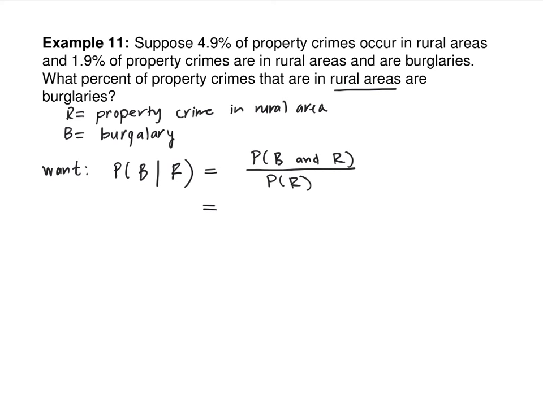And then we're given those numbers. The probability of having a burglary and being in a rural area was 1.9%, or 0.019. And then the probability that you're in a rural area was 0.049, which works out to be 0.387. So if you're in a rural area, about 38.7% of the crimes that occur are burglaries.